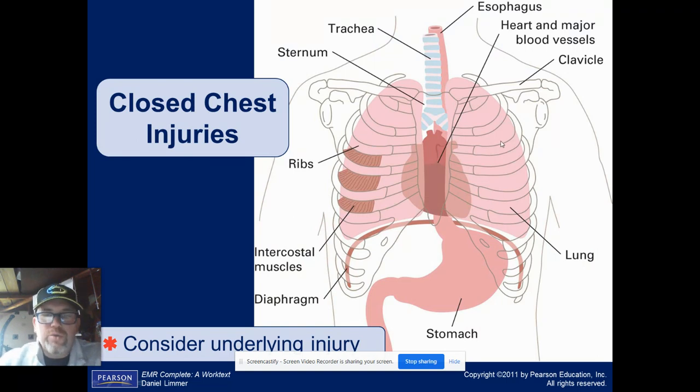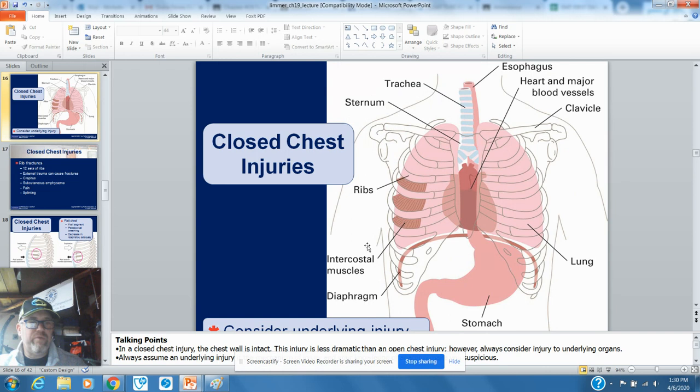Chest injuries closed. We're going to stop here. I'm not going to go much further now. We're going to take some questions from this later, based off of what we've just gone over now.